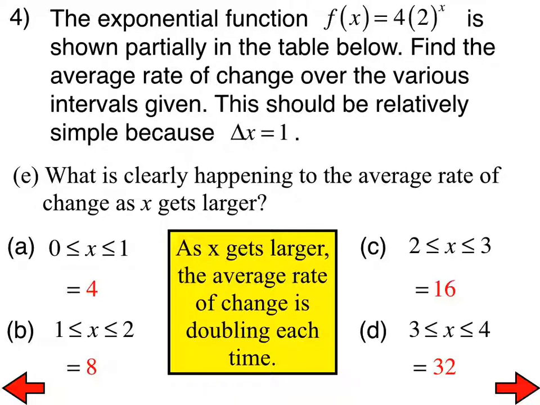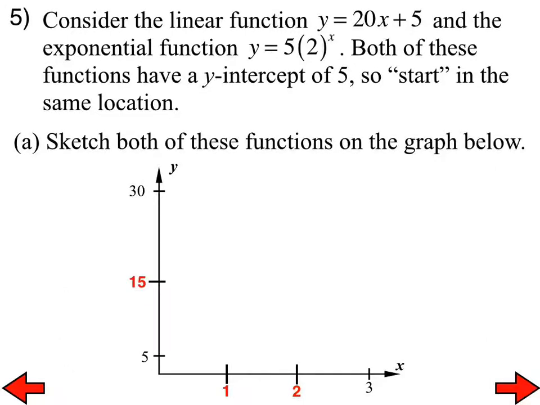Okay. Got a couple of things left in today's lesson. Let's go to number 5. Consider the linear function y equals 20x plus 5 and the exponential function y equals 5 times 2 to the x power. Both of these functions have a y-intercept of 5, so they start in the same location, because they have the same y-intercept or initial value. Sketch both of these functions on your first coordinate plane for part A. Go ahead and do that very quickly.